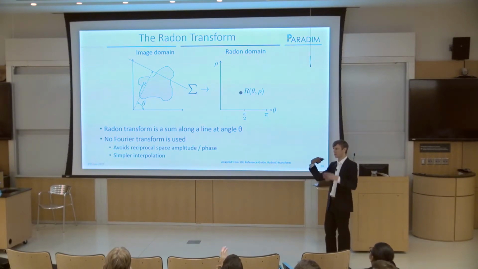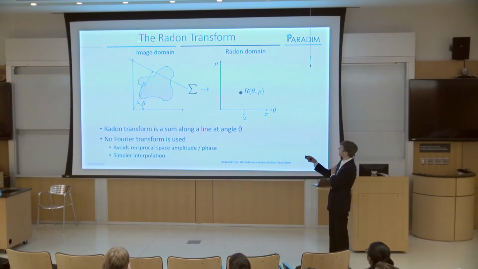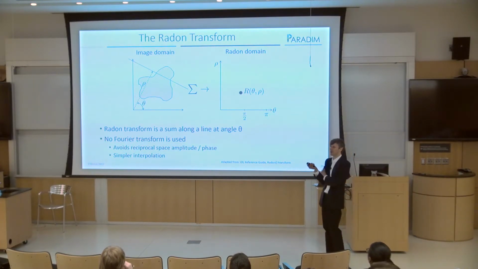We don't have to go into Fourier space. We don't have to deal with the Fourier transform. We actually go from the image domain into what's called the Radon domain. A lot of people say it stays in real space, but it's not really staying in the same real space. There's just no Fourier transform involved.